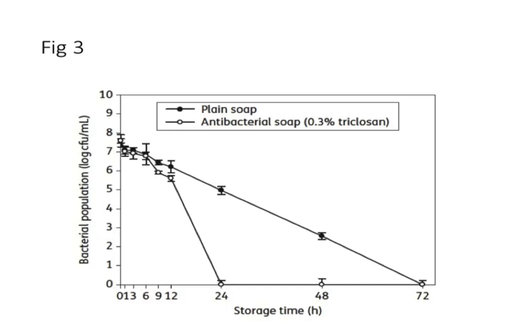It's basically a similar setup to the last experiment, but now they're allowing the bacteria to sit in that soap for 0 to 72 hours. So it shows that with the antibacterial soap, the population is 0 when it hits 24 hours, and then the plain soap is 0 at 72.